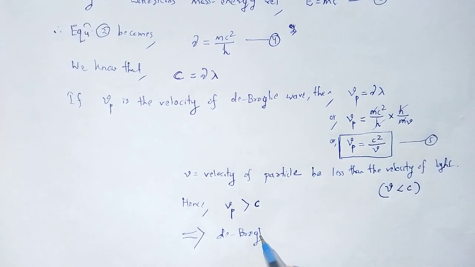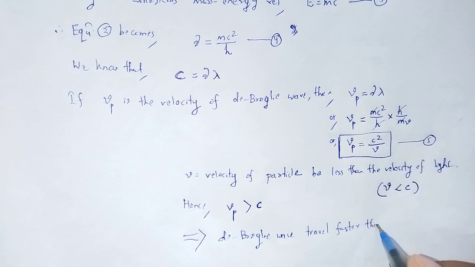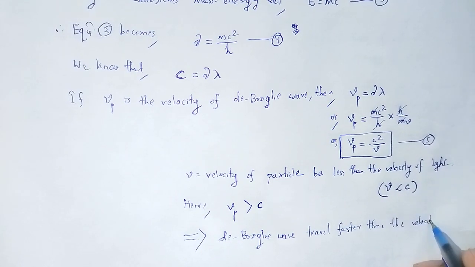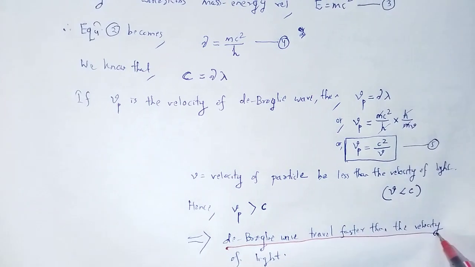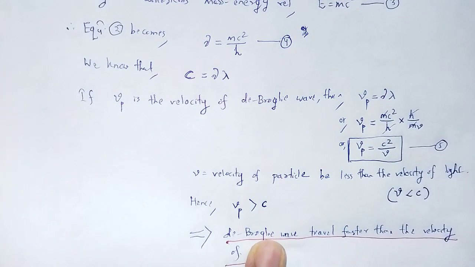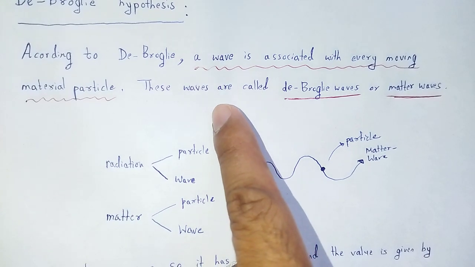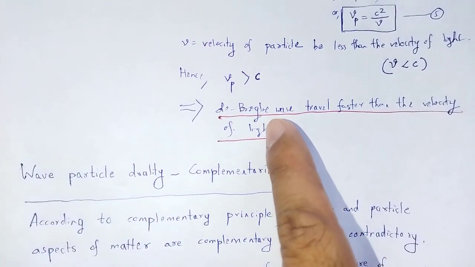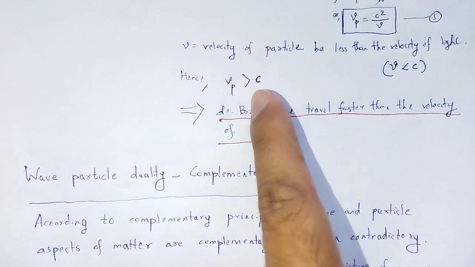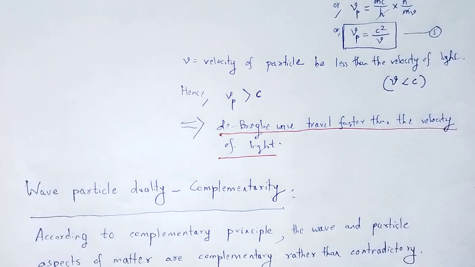The de-Broglie wave travels faster than the velocity of light. This contradicts the hypothesis proposed by him. A wave is associated with every moving material particle, but if the speed of the wave is greater than the speed of the particle, then how is it possible? It means the particle is there and the wave moves faster. Exactly, that doesn't happen.